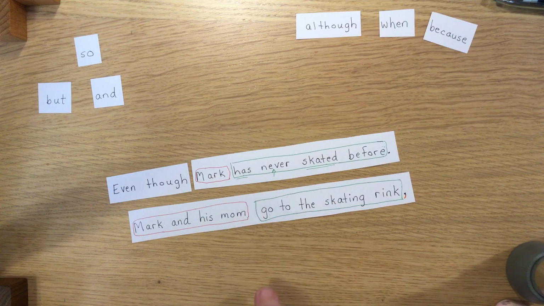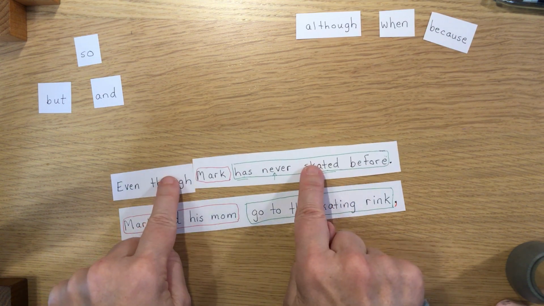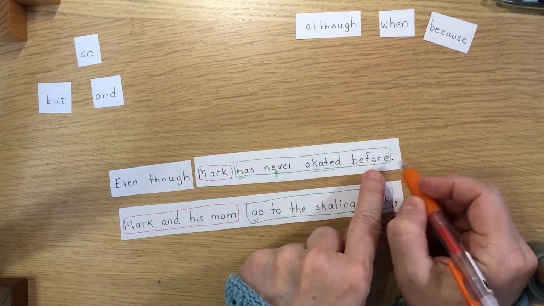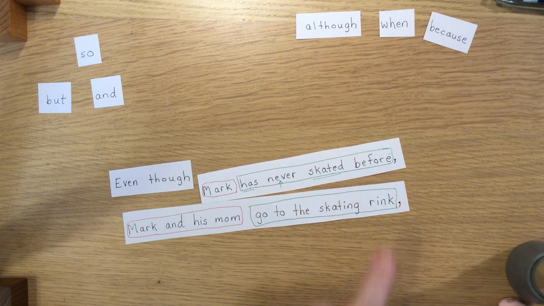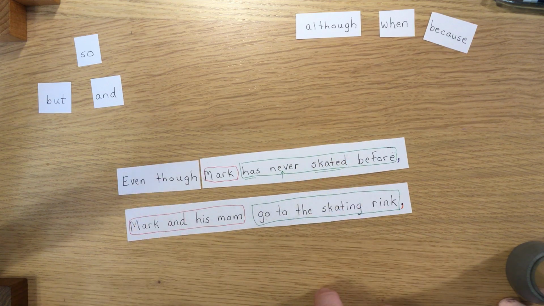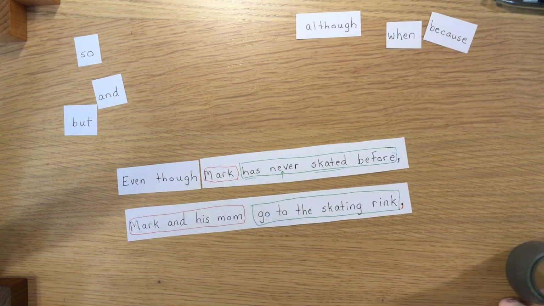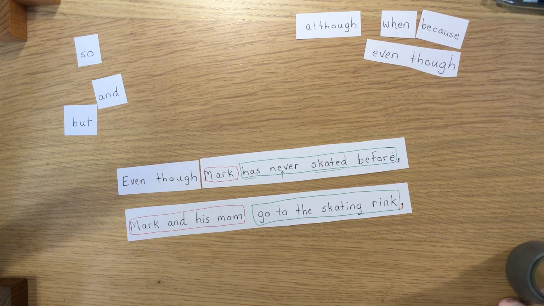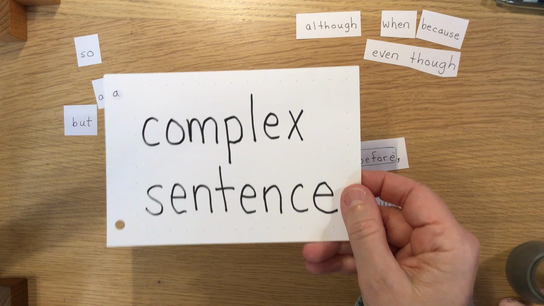Even though Mark has never skated before, Mark and his mom go to the skating rink. And if we do this, then we do need a comma. Well, understanding the rules about when to use a comma, when to not use a comma, and if we should use this word or this word, is what we are going to be learning about today when we talk about compound sentences and complex sentences.